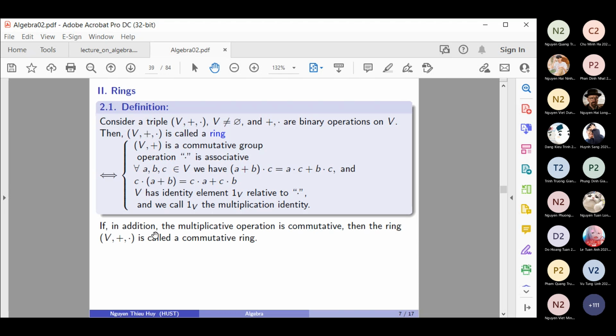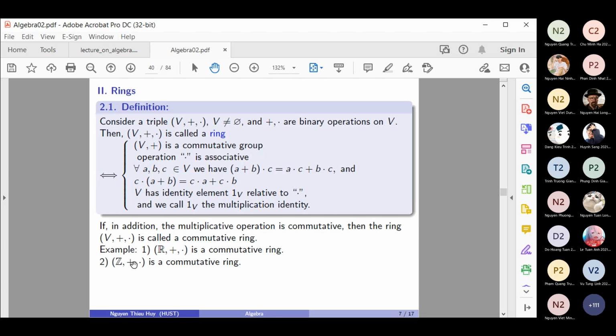An example. As I said before, in the definition of a ring, we do not require that the multiplication is commutative. But if you are lucky, sometimes we meet the case where the multiplication operation is commutative, and then we give the ring more of a name. If in addition the multiplicative operation is commutative, then the ring is called simply a commutative ring. Good.